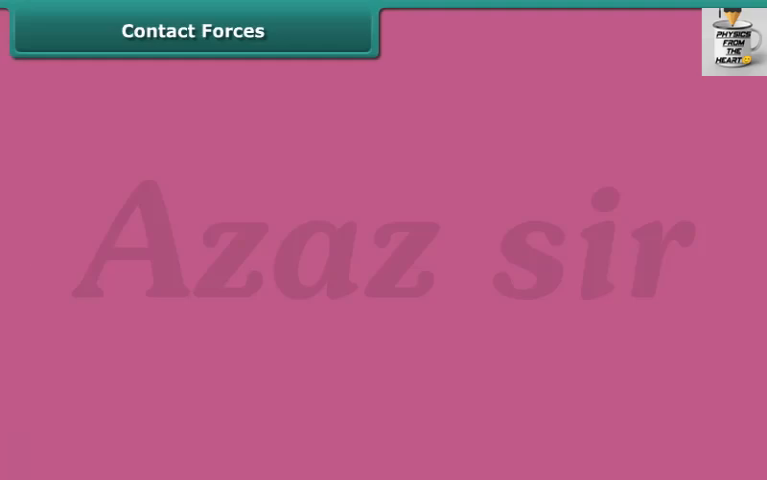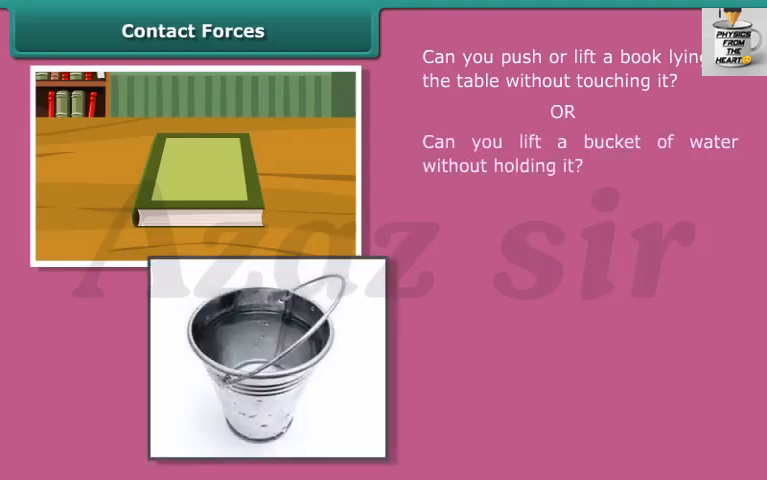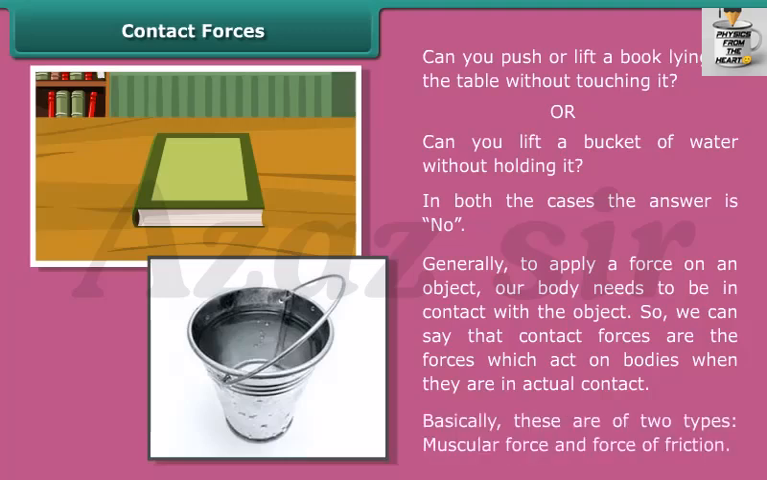Contact forces. Can you push or lift a book lying on the table without touching it? Or can you lift a bucket of water without holding it? In both the cases, the answer is no. Generally, to apply a force on an object, our body needs to be in contact with the object. So we can say that contact forces are the forces which act on bodies when they are in actual contact. Basically, these are of two types: muscular force and force of friction.